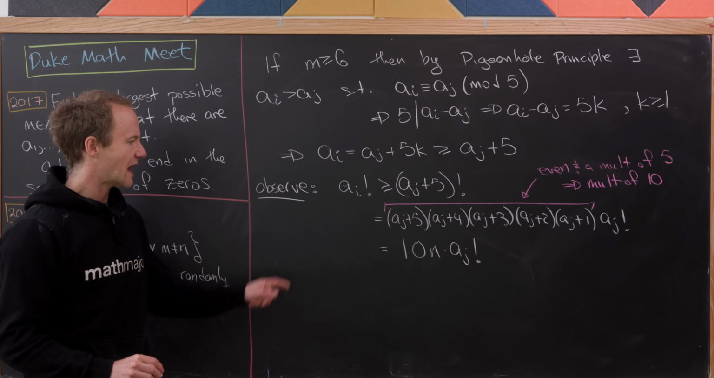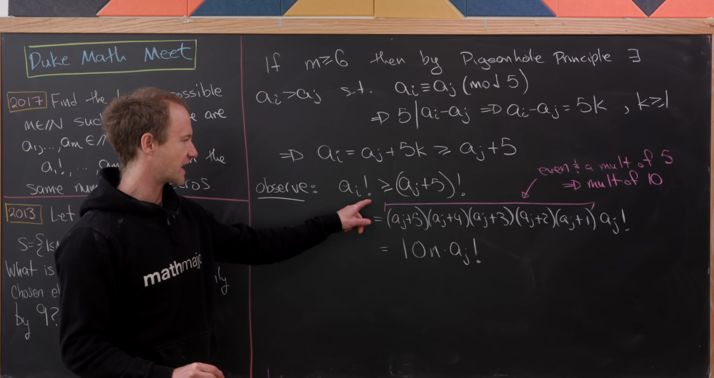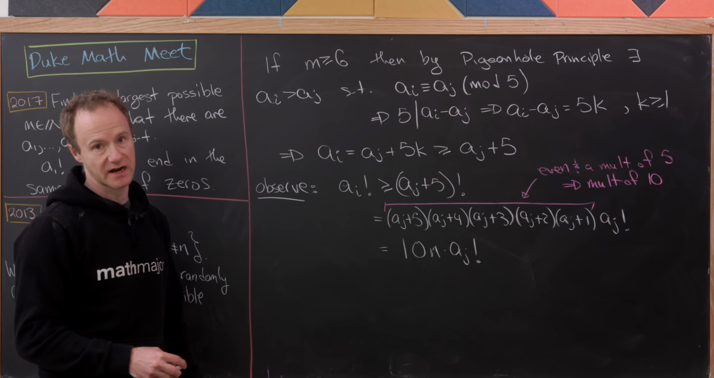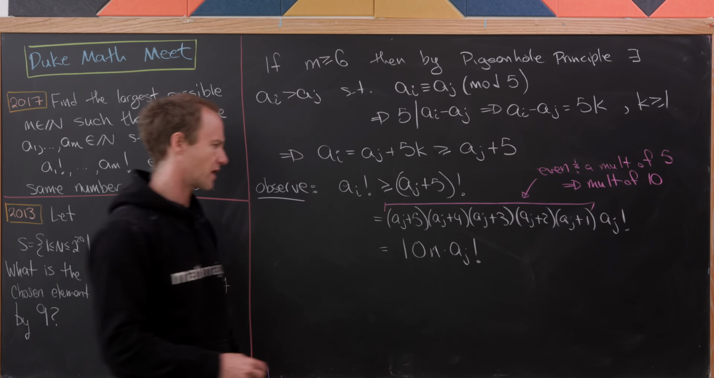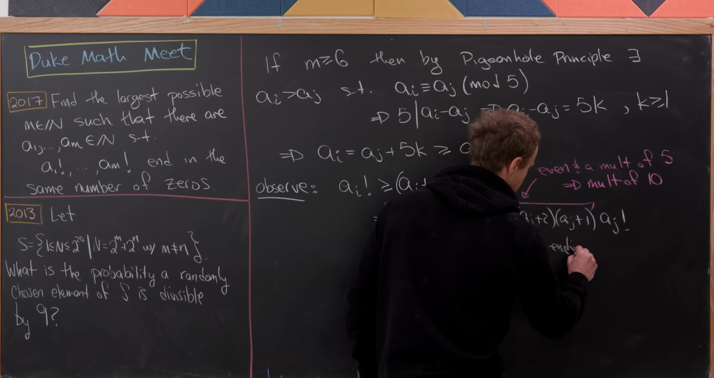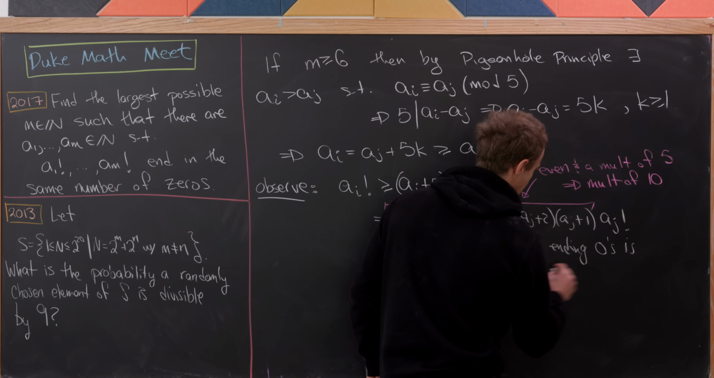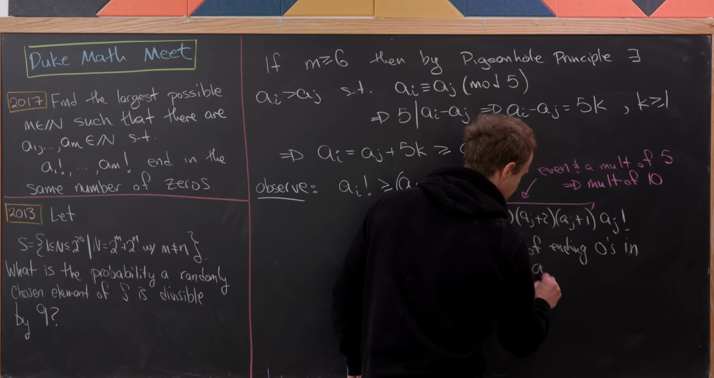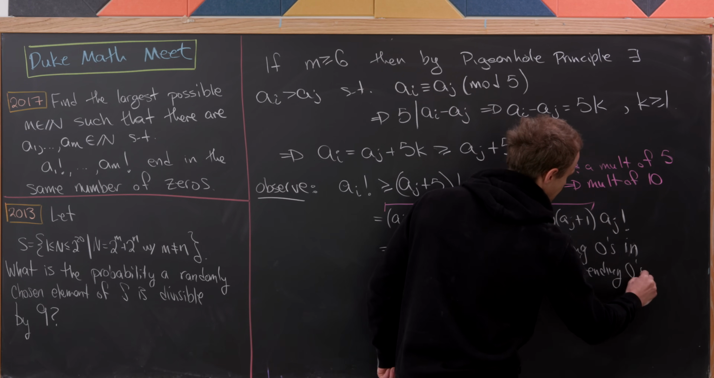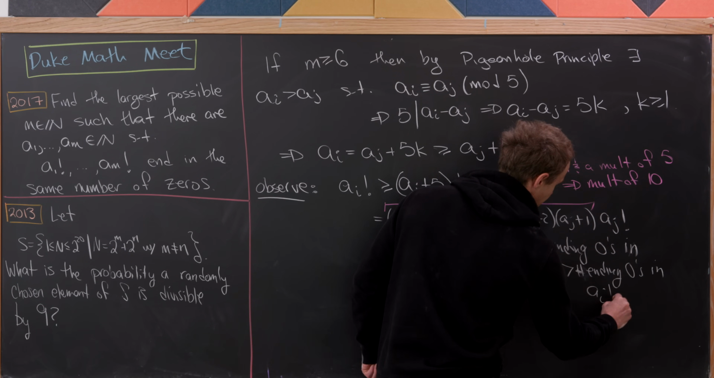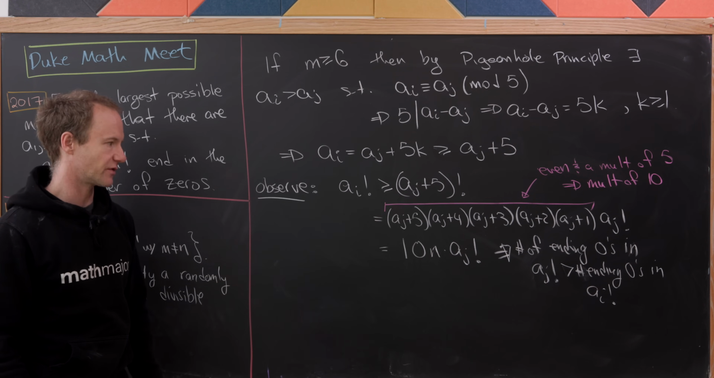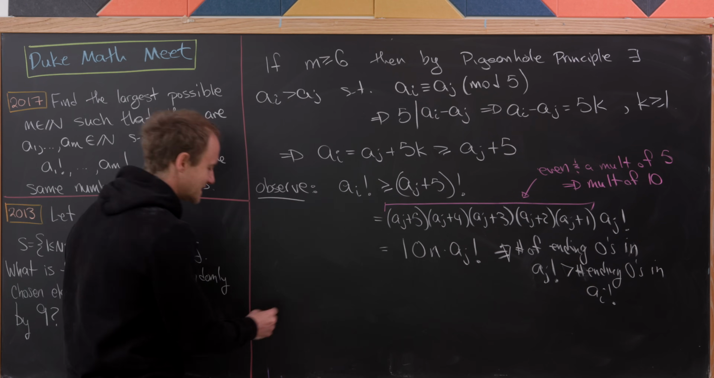Now observe that ai factorial has at least one more 0 at the end of it than aj factorial. And that's just by this product right here. So in other words, the number of ending zeros in ai factorial is strictly bigger than the number of ending zeros in aj factorial. And that occurs any time that m is bigger than or equal to 6. So, what does that tell us?